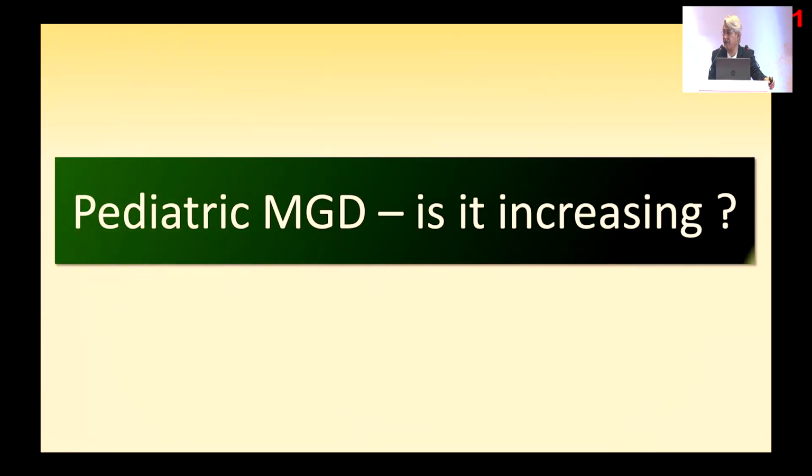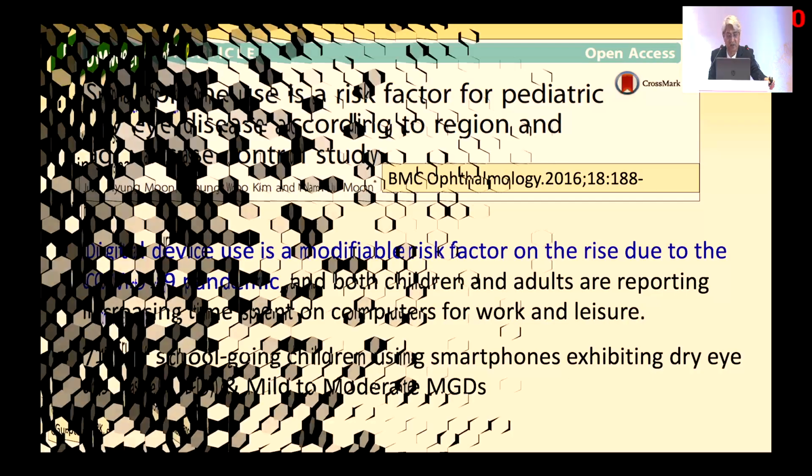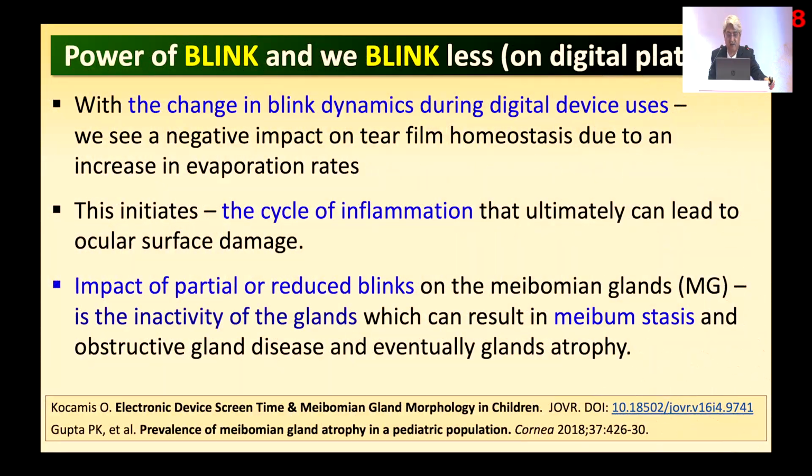So in the pediatric group, is it increasing? This is my area of interest recently after this COVID. And you know, there are many reports on smartphone and digital devices, they have done many case control studies. During the COVID time, we know that online classes and everything. So if you see the power of blink, we blink less on digital platforms. Normally we blink 15 to 20 times, average is 18. It is the same as the respiratory rate.